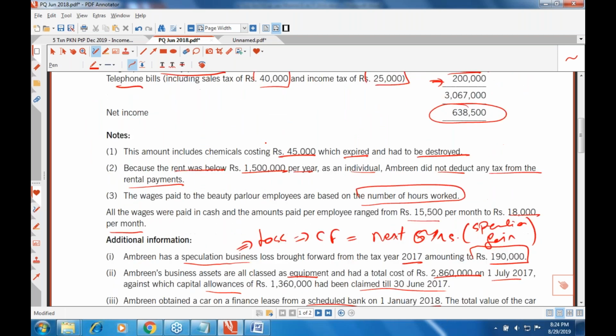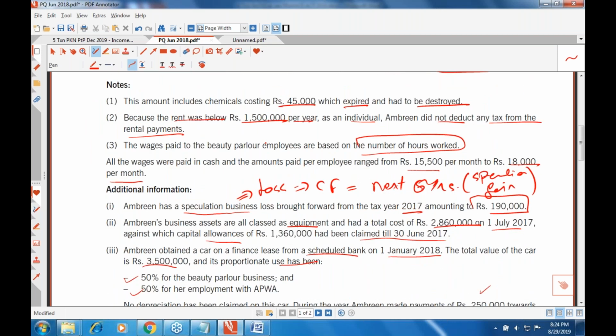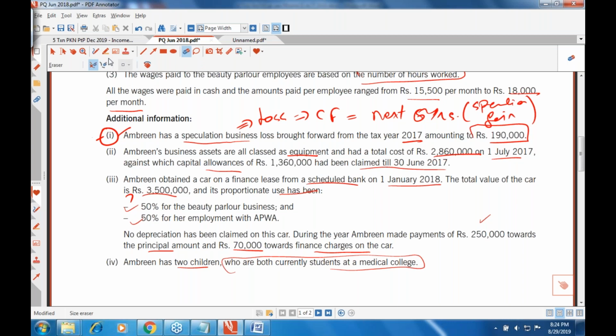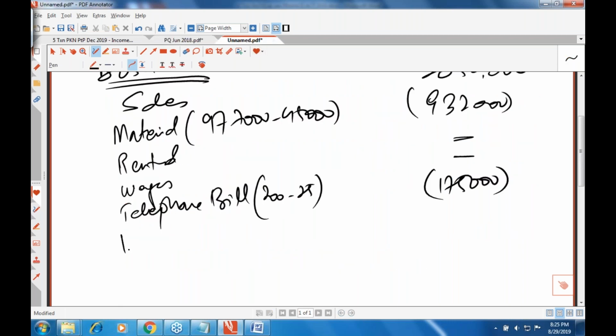Furthermore, we need to see what other things are there. If a speculation loss is there, the speculation loss can only be offset against the speculation business. It cannot be offset against any other business. It says Ambreen's business assets are all classed as equipment and a total cost of this, against which capital allowances have been claimed in this instance. Now, what you need to do is calculate the initial allowance on equipment.